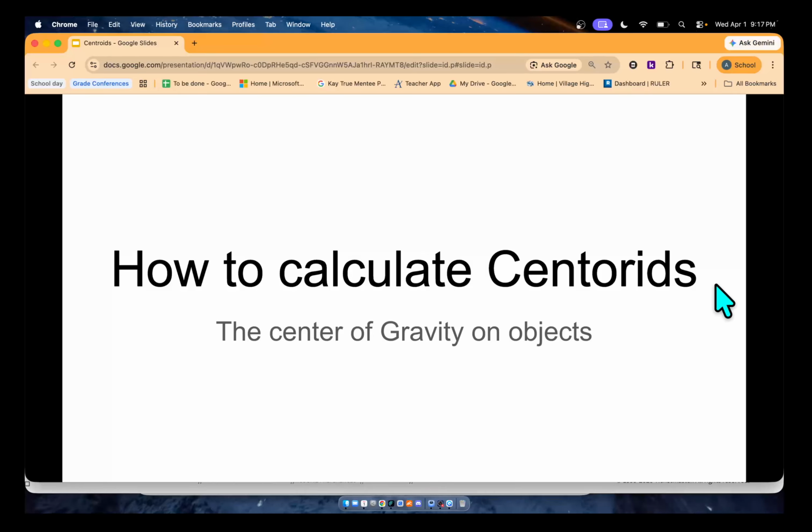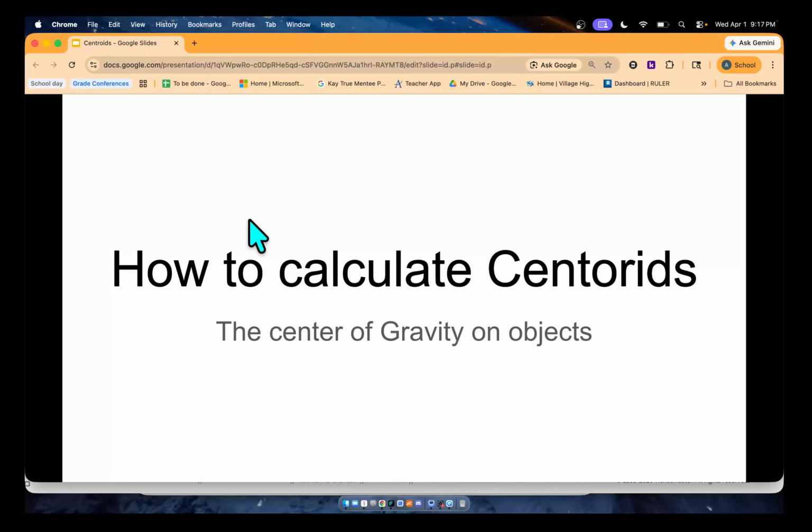Okay, so centroids are the balancing points of a shape. So if you were to take a piece of paper, fold it in half, you see a giant line right there that tells you that's the balancing point of that shape. What we're going to do is take multiple shapes and put them together and calculate how those shapes affect each other.